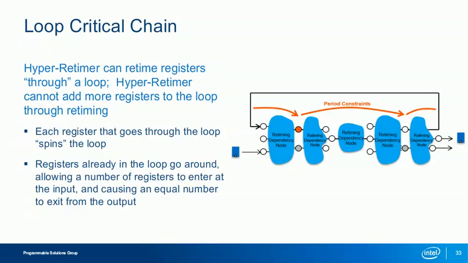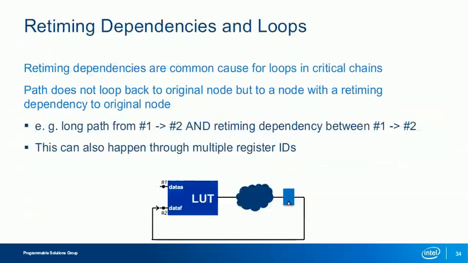The Hyper Retimer can retime registers around a loop. As you can see in the follow-up hyper-optimization training on loops, the Hyper Retimer can also retime registers over the loop to the other side. But the Hyper Retimer cannot add or remove registers to the loop, as it would change the functionality of the design. While a feedback path back to a prior location is an easy loop to see, another type of loop can be sort of tricky.